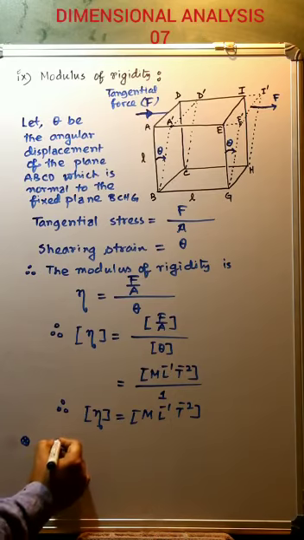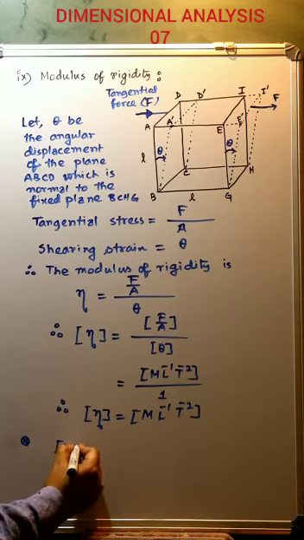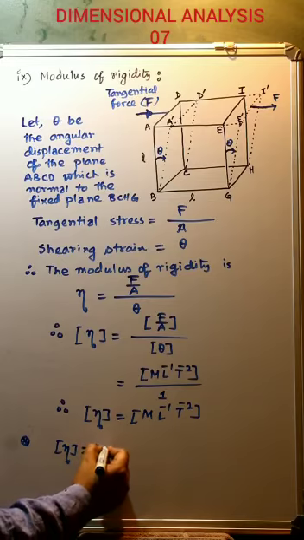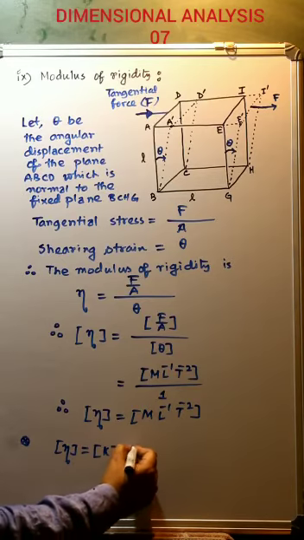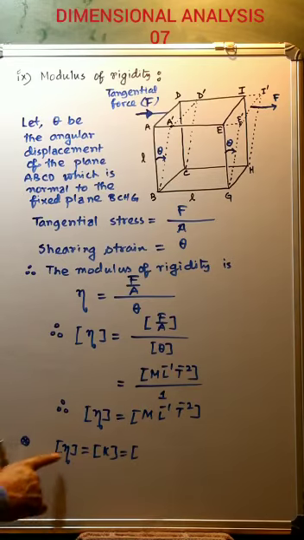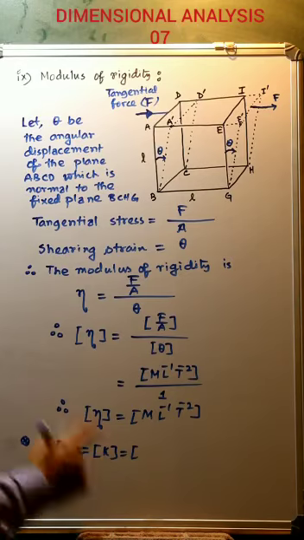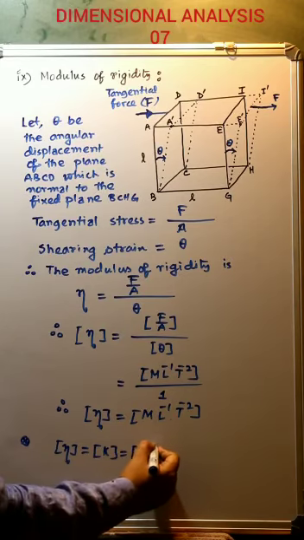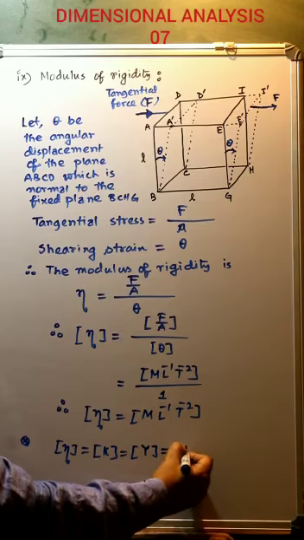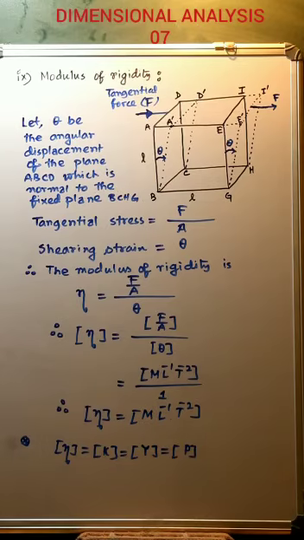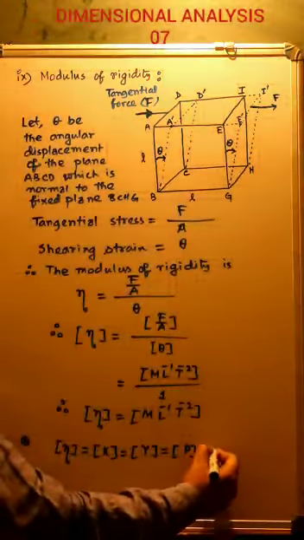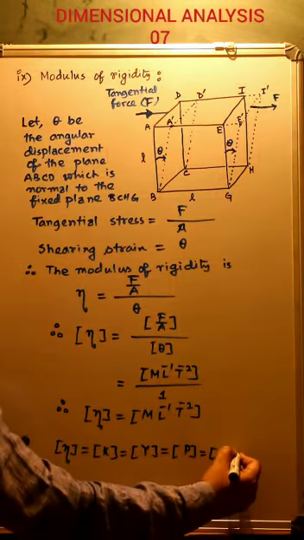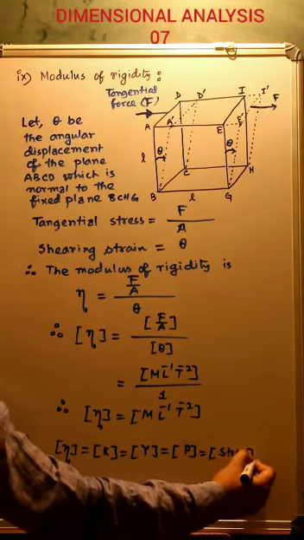And we can conclude that dimension of modulus of rigidity, dimension of bulk modulus, dimension of Young's modulus, dimension of pressure are the same. Dimension of pressure is same as the dimension of stress.